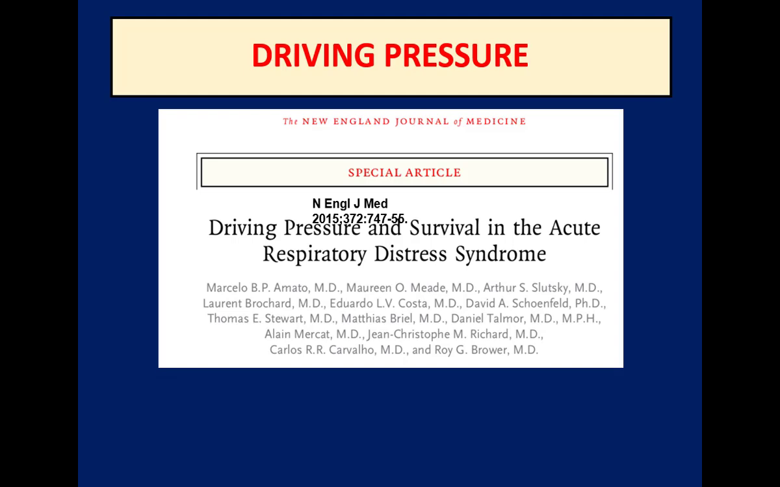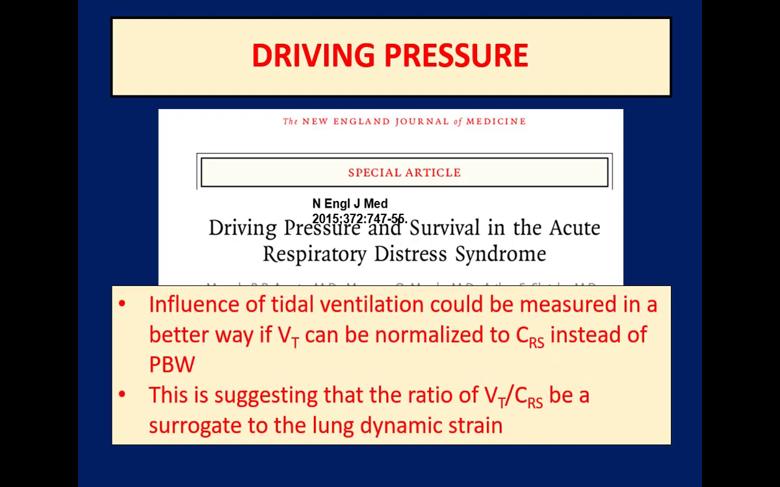This trial was published in 2015, on driving pressure and survival in acute ARDS patients. What they said is that the influence of tidal ventilation can be measured in a better way if the tidal volume is normalized to the compliance of the respiratory system instead of the predicted body weight.